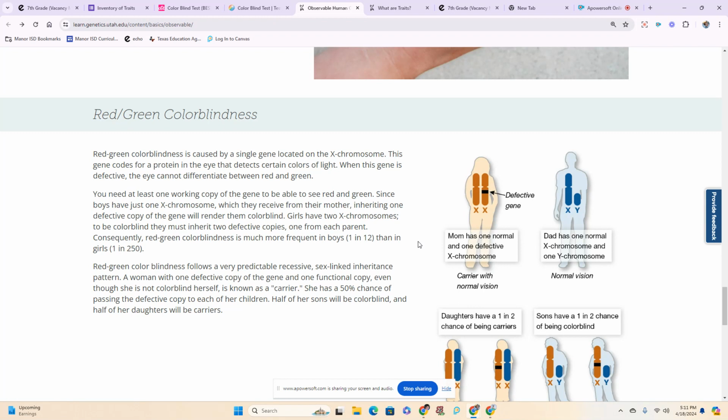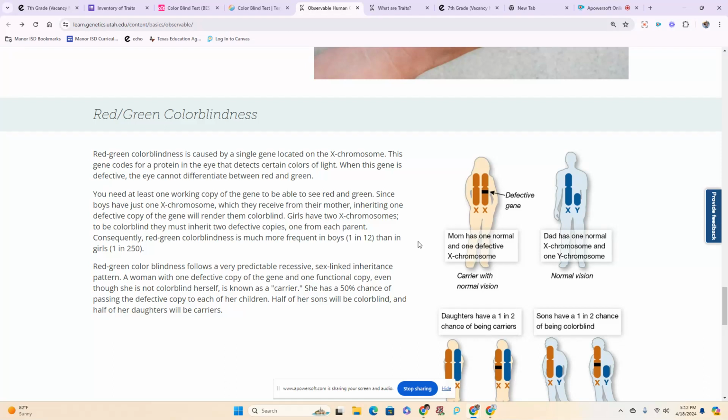Since boys have just one X chromosome, which they receive from their mother, inheriting one defective copy of the gene will render them colorblind. Girls have two X chromosomes. To be colorblind, they must inherit two defective copies, one from each parent. Consequently, red-green colorblindness is much more frequent in boys, 1 in 12, than in girls, 1 in 250. So red-green colorblindness follows a very predictable recessive sex-linked inheritance pattern.